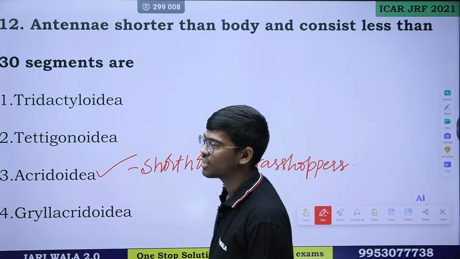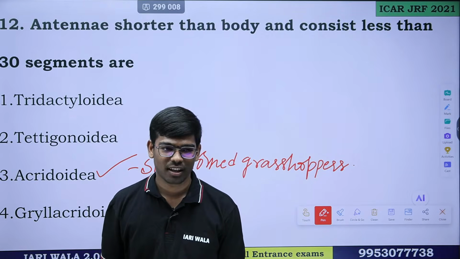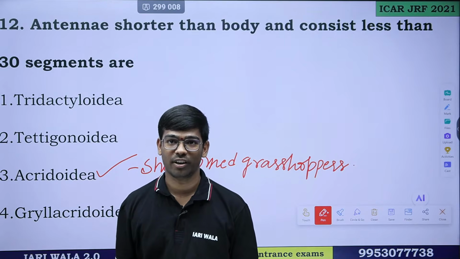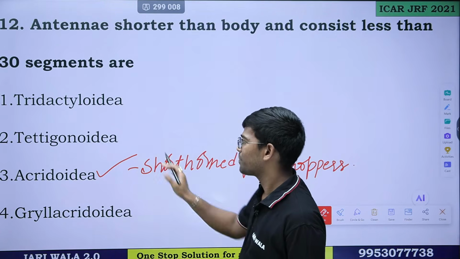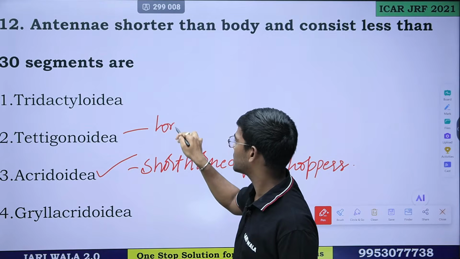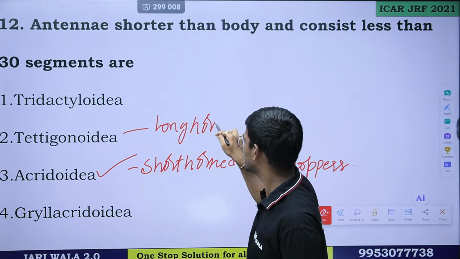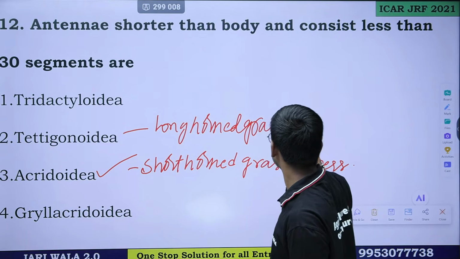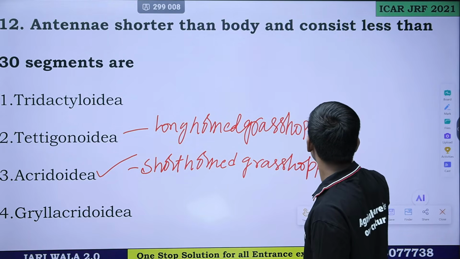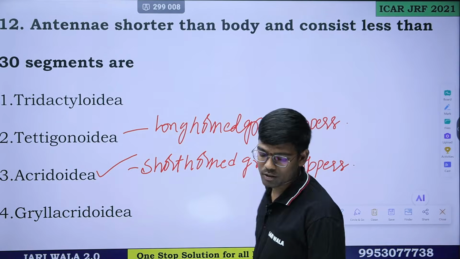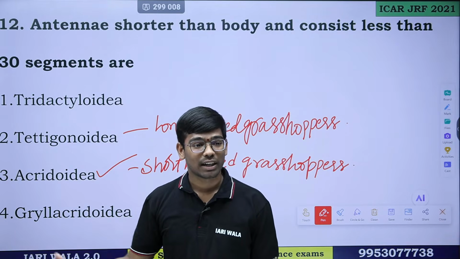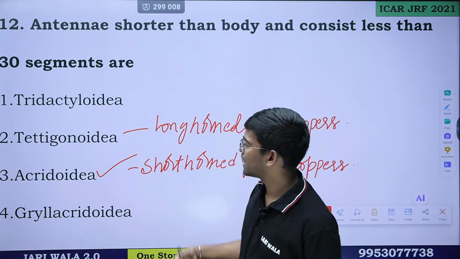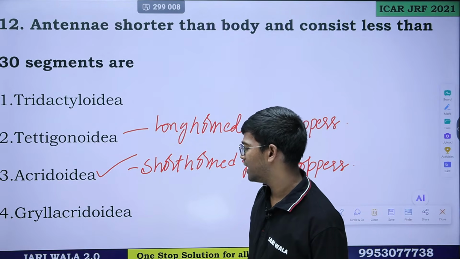Short-horned grasshoppers. Knowing this much is not enough. Then we need to know why the other 3 options are not correct too. So Tettigonidae is our longhorn grasshoppers. This thing we know. Then what are the common names for Tridactylidae and Gryllacrididae?